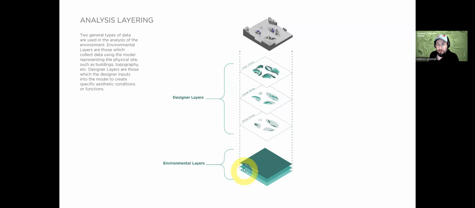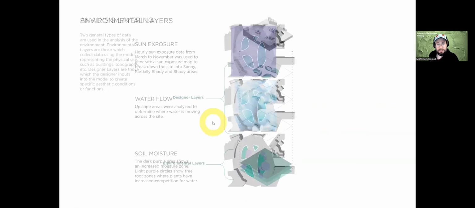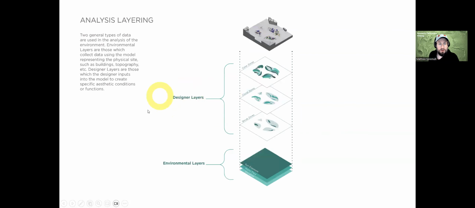You could add on elevation, water, sun. You could add on only one of those if it makes sense. You could add more if you wanted. So there's environmental layers, which again, they could be sun exposure that takes into account other buildings, water flow, soil moisture, a whole number of parameters here. And then there are what's called designer layers.